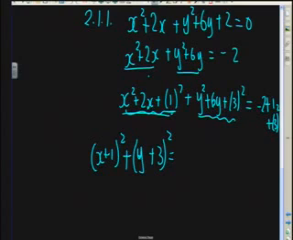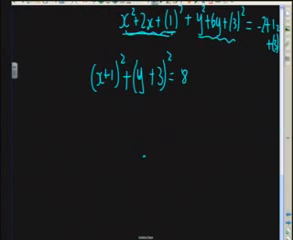Minus 1 plus 9 is going to give me 8. So therefore, (x + 1)² + (y + 3)² is equal to 8. I can say from there the center M is going to have coordinates (-1, -3). Remember to always change the sign when you take things out of your bracket, hey?